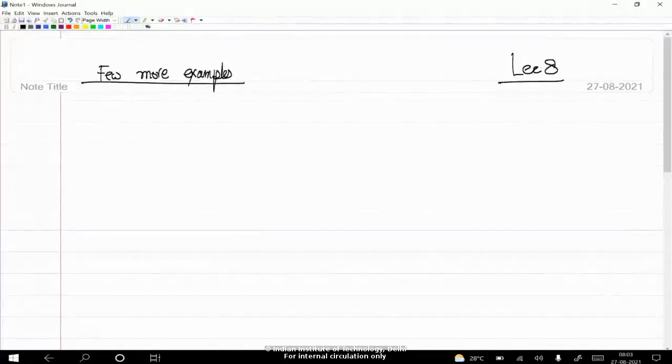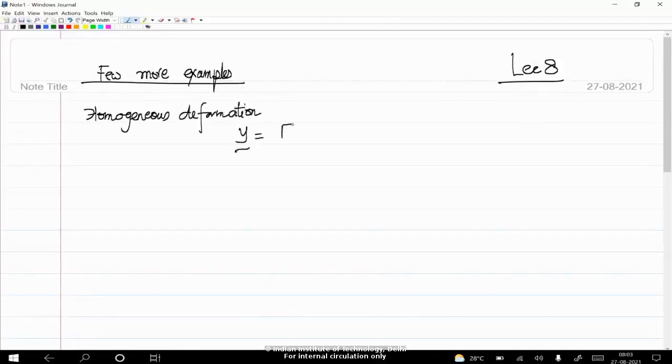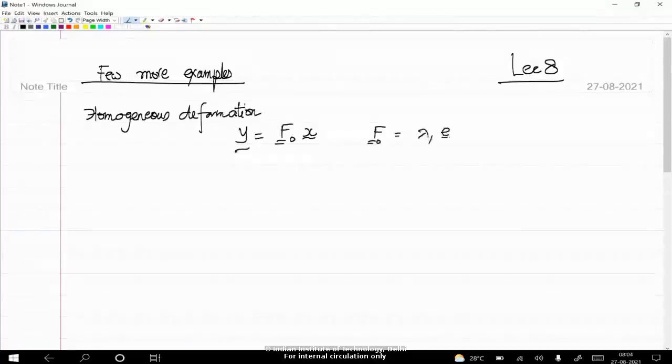So you can recall that earlier we had just started doing homogeneous deformation, right? This is the deformation in which the deformation gradient is constant, and therefore we can write y is equal to a constant F into x. One of the examples of F that we took was triaxial stretching, lambda 1 e1 tensor product e1 plus lambda 2 e2 tensor product e2 plus lambda 3 e3 tensor product e3.